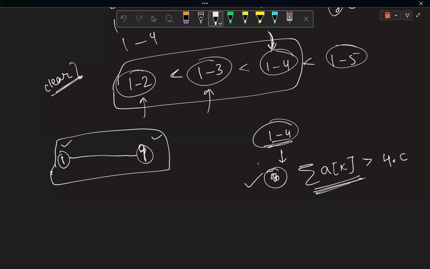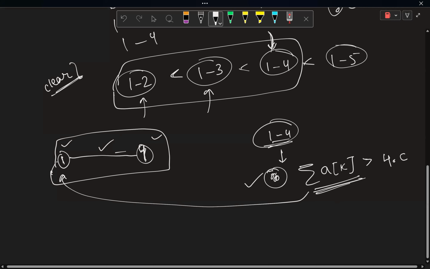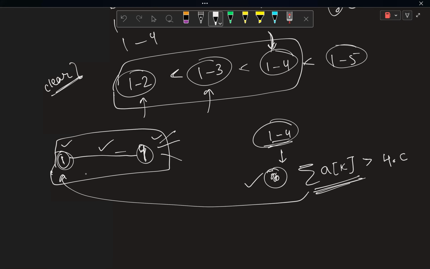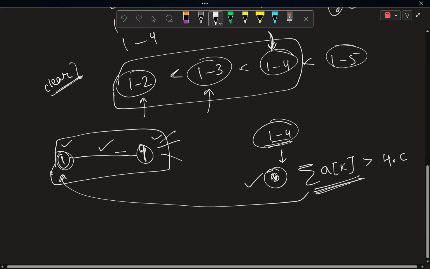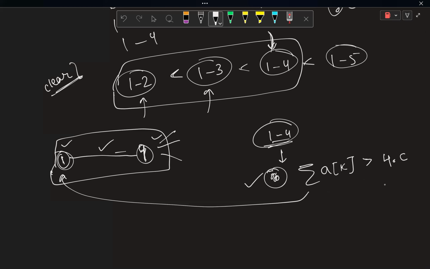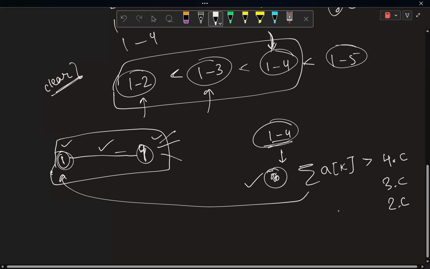So if that count is greater than 4 into C, now it means that after adding this edge, all these people are directly or indirectly connected to 1 also. And even the people who were connected with 4 now are connected with 1 as well, directly or indirectly. So it means that the new summation I would have will definitely be greater than this 3 into C and 2 into C as well.